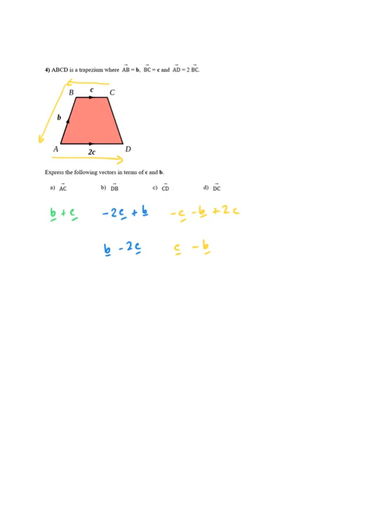Now this last question, D to C, is the negative of C to D. Because I'm just going in the opposite direction. Instead of going from C, starting at C and ending at D, I'm starting at D and ending at C. So it's just going to be the negative of what I just had. So that's minus C plus B, or B minus C.